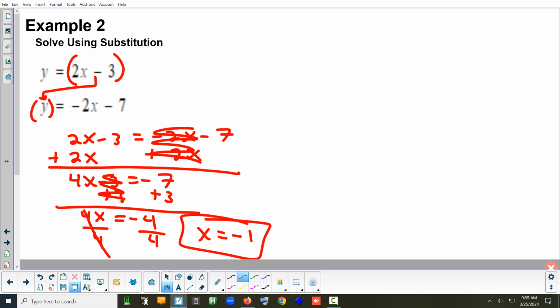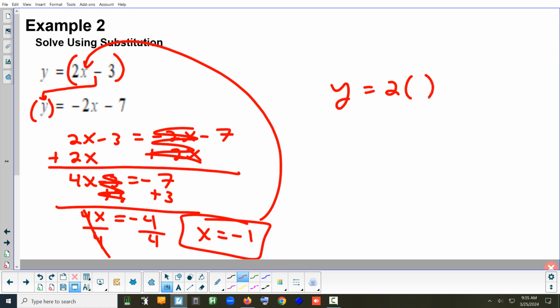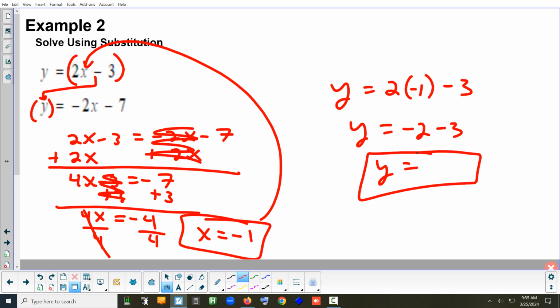Nice. Okay, so x is negative 1. And which equation should we plug that back into to find y? The first one. Okay, let's plug it back into the first one. So y equals 2, in parentheses, negative 1, minus 3. What's 2 times negative 1? Negative 2. Good. And my final answer for y? Negative 5. Excellent.